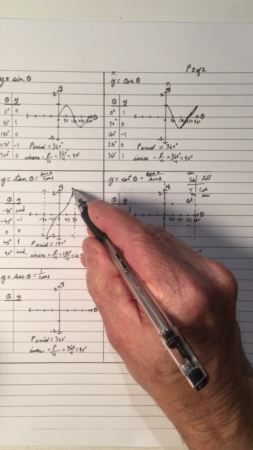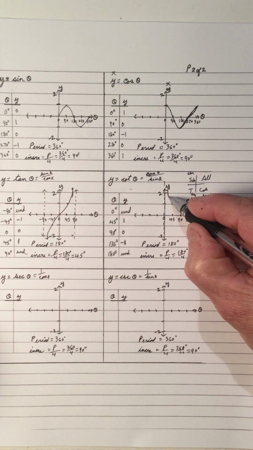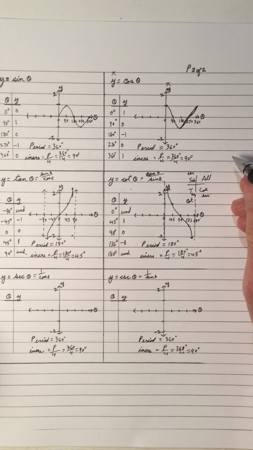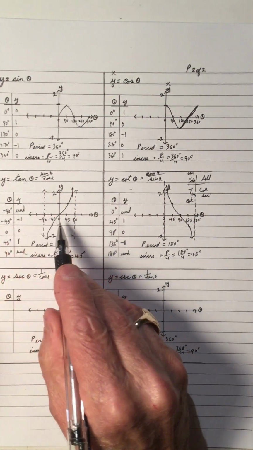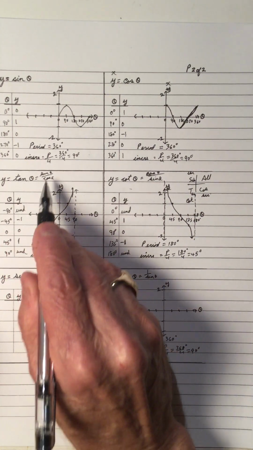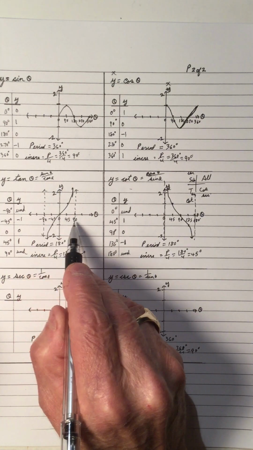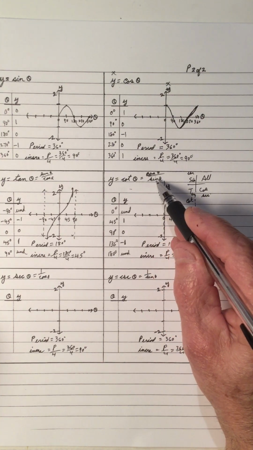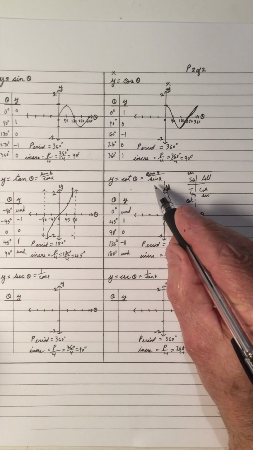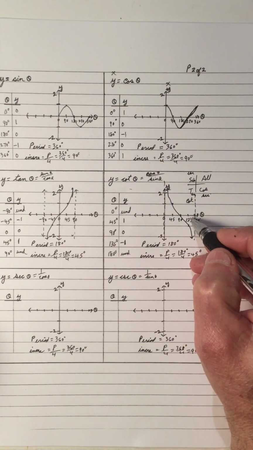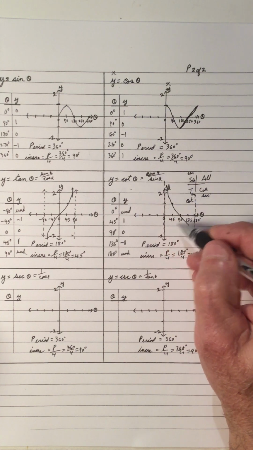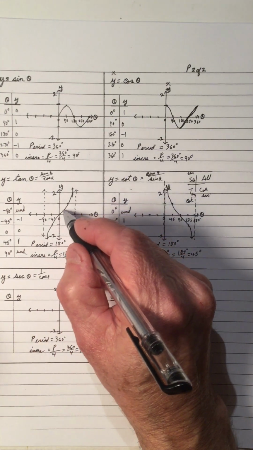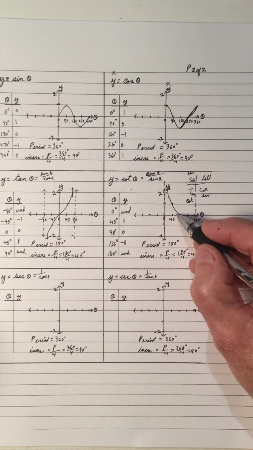The tan graph goes this way, and the cot graph goes this way, just reversed. The asymptotes for tan are at negative 90 and 90, because cos is 0 there and the tan is undefined. The asymptotes for cot are at 0 and 180, because sine is 0 there, and division by 0 is undefined. So tan and cot have different asymptotes.